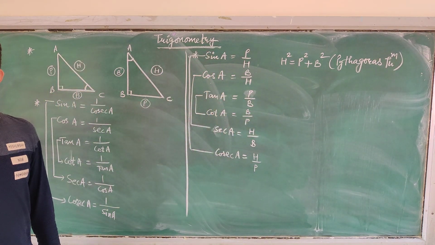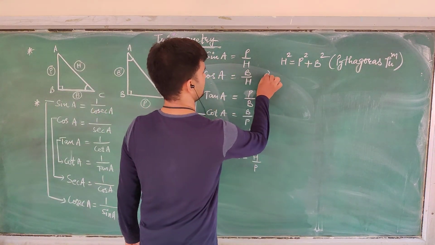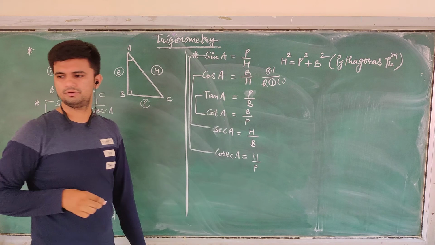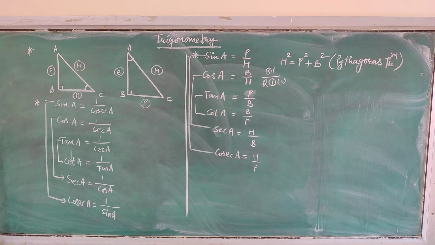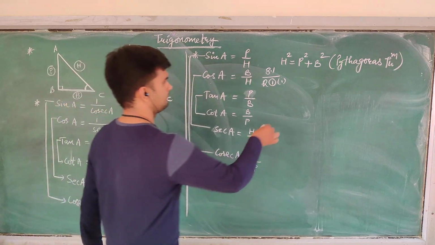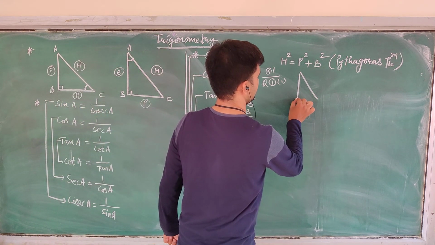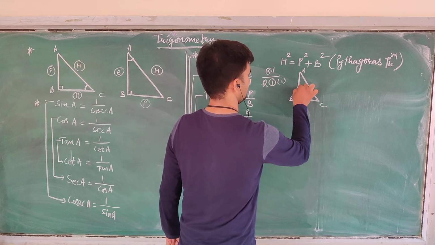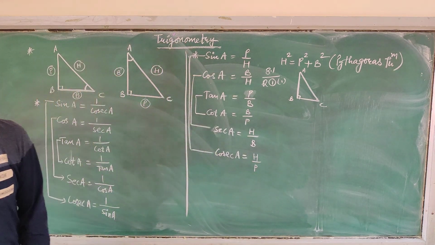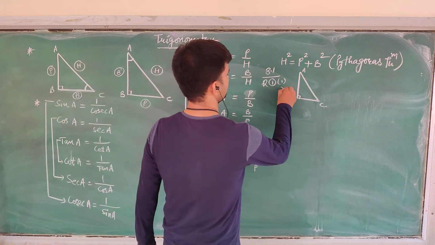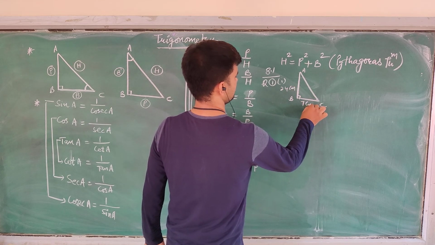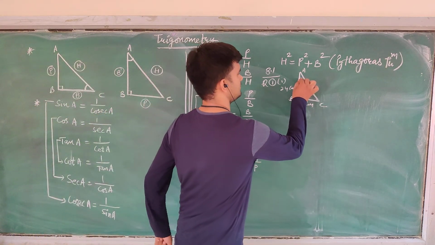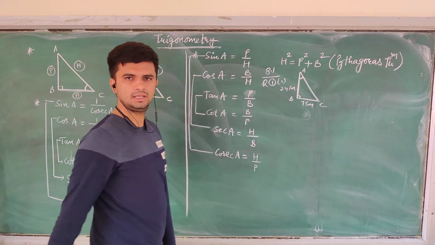Right, students? Now to come to question number 1 of exercise 8.1. In triangle ABC, right angle at B, here we have this triangle A, B, C, right angle at point B. AB is equal to 24 centimeter. BC is equal to 7 centimeter. Determine sine A and cos A. It means here angle is at point A.